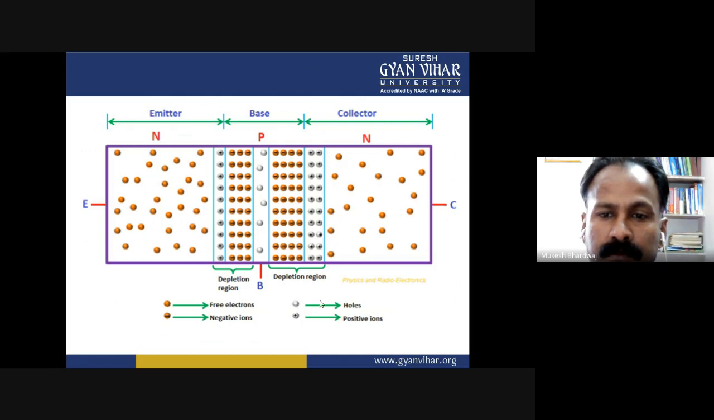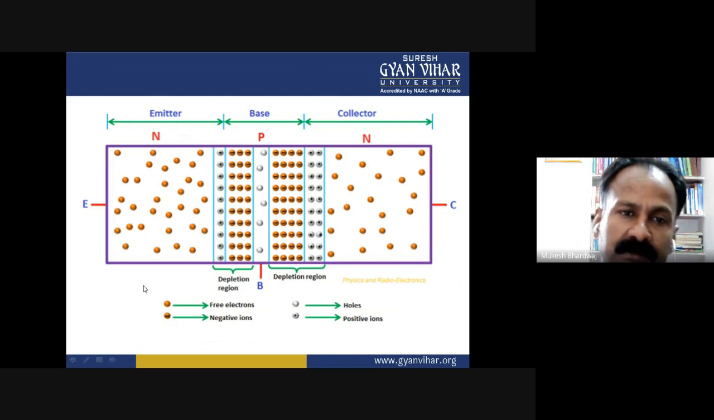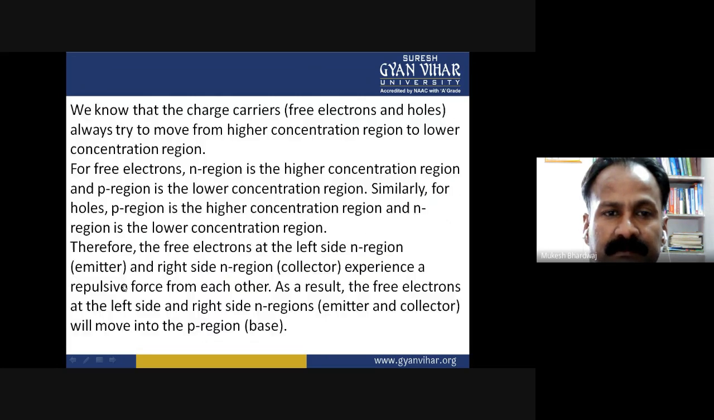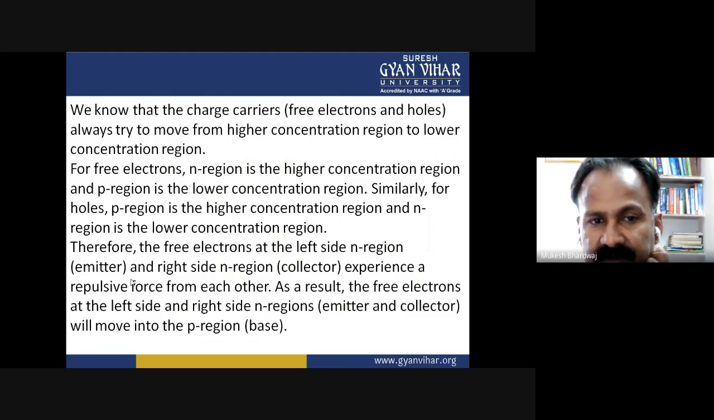So this is the diagrammatic representation of an NPN transistor, and in case of PNP, instead of electrons, holes will be the majority carriers. We know that the charge carriers, free electrons and holes, always try to move from higher concentration region to lower concentration region. For free electrons, the N region is the higher concentration region and the P region is the lower concentration region. Similarly, for holes, the P region is the higher concentration region and the N region is the lower concentration region.